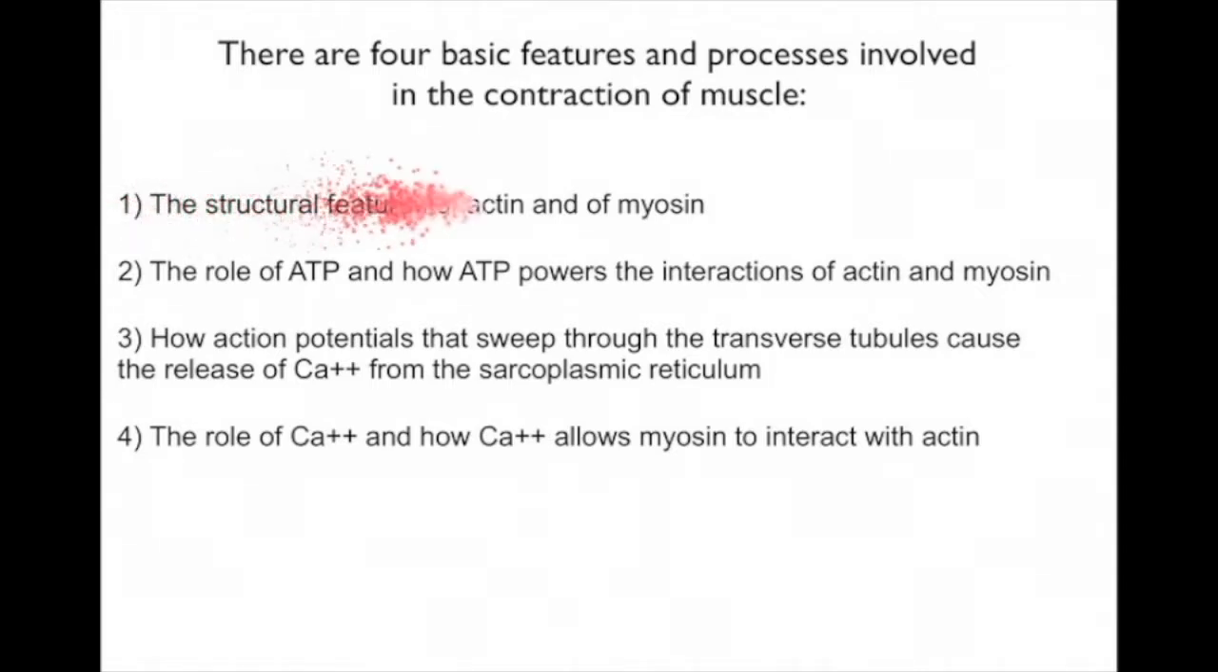The first is the structural features of actin and myosin itself. The second is the role of ATP and how ATP powers the interactions of actin and myosin. The third is how the action potentials that sweep through the transverse tubules cause the release of calcium from the sarcoplasmic reticulum. And fourth, the role of calcium and how calcium allows myosin to interact with actin.